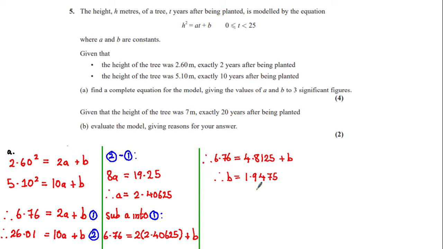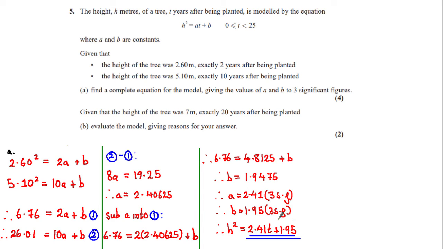Let's round to 3 significant figures, and so a is equal to 2.41 to 3 significant figures, and b is equal to 1.95 to 3 significant figures. And therefore, subbing these values back into the model, we get that the complete equation for the model is h squared is equal to 2.41t plus 1.95.